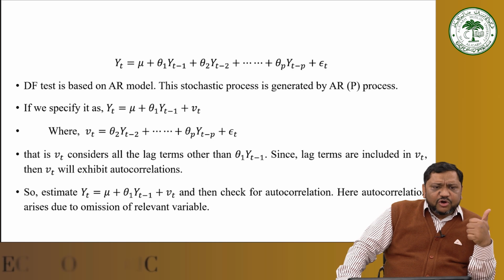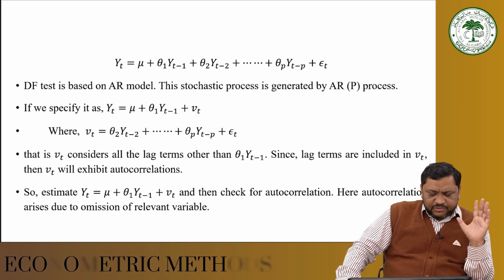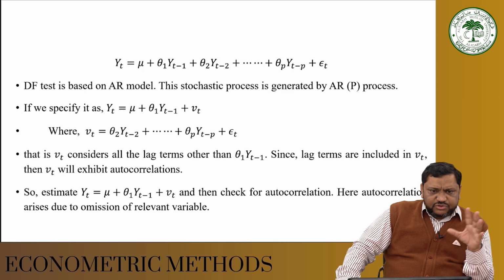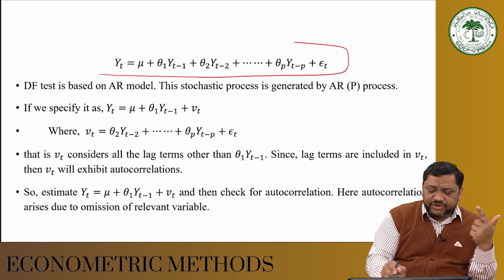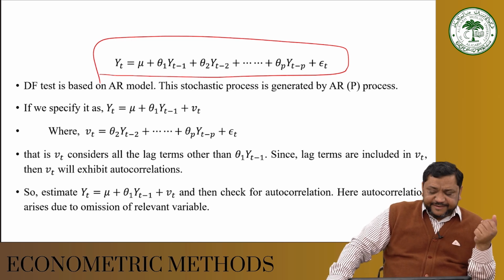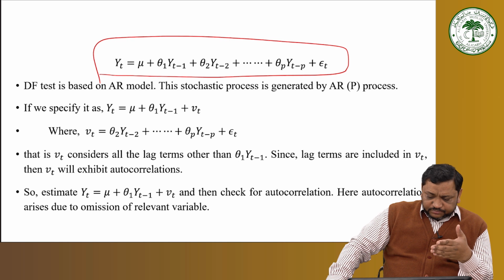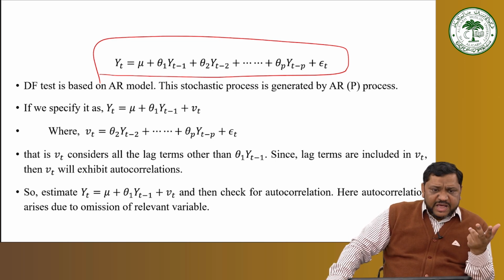So basically this Dickey-Fuller test is based on an AR process. It is a stochastic process generated by AR(p). They are referring to this equation where p means the number of lags that has been taken, like theta p yt minus p. If it is only yt minus 1, that is 1 lag taken, p will be 1. If it is yt minus 1 and yt minus 2, 2 lags are taken, then p is equal to 2, and likewise.